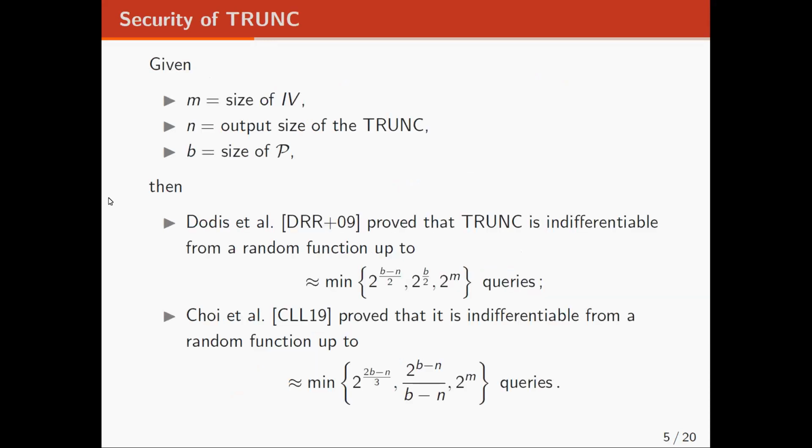Now, the security of this construction has been studied in the literature. For example, we have a first result by Gazi et al. at FSE 2009, and we have a more recent result by Choi et al. at Asiacrypt 2019 that proved that this function is indifferentiable from a random function up to this number of queries. What is important to keep in mind is that this minimum has 3 elements, and this last one is 2 to the power of m, where m is the size of the initial value.